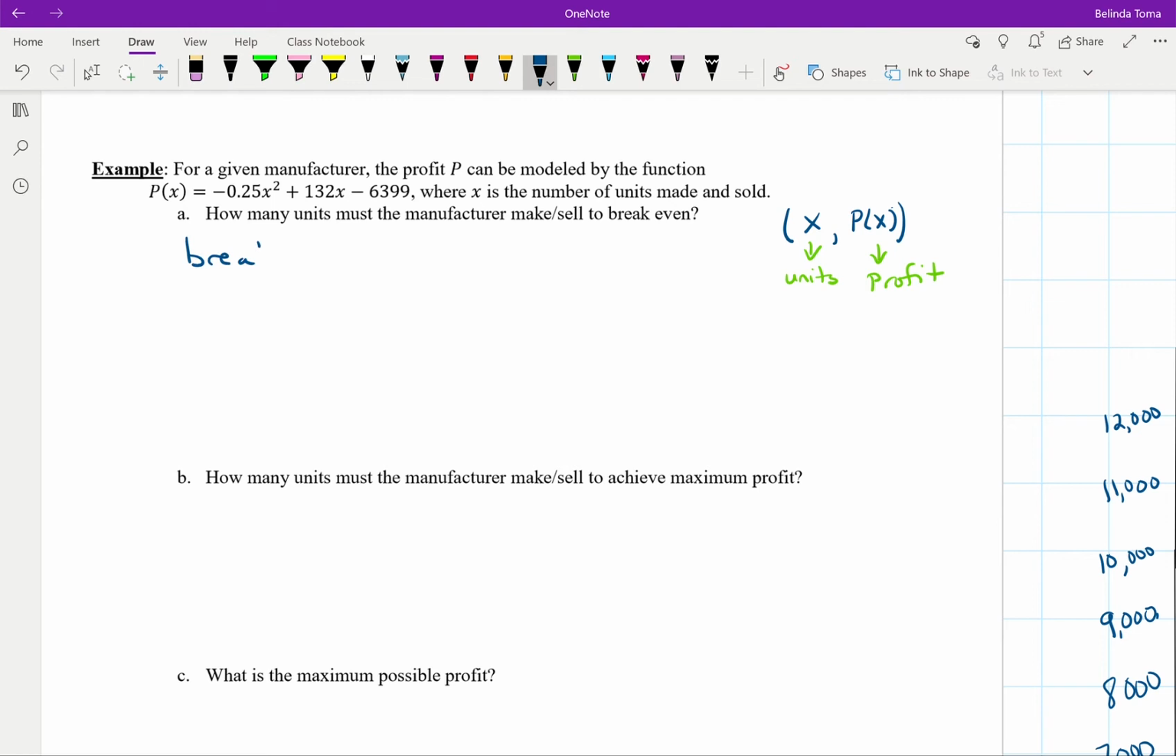So again, important to remember that profit equals 0 when we're at the break-even point. So what we're going to do is replace the P of x here, or the y value, with 0.